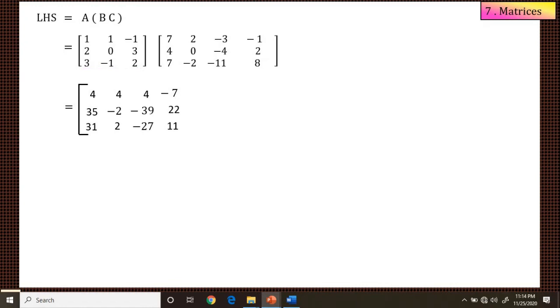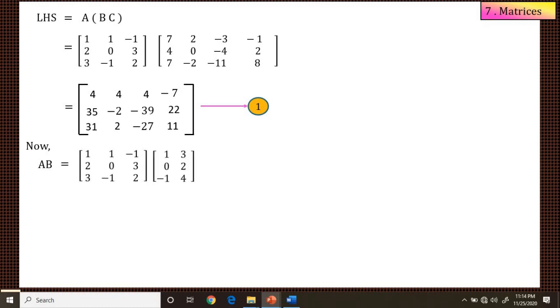So this is the LHS matrix, that is A into BC matrix. You take this as equation 1. Now you find out AB matrix. Now A matrix substitute into B matrix.